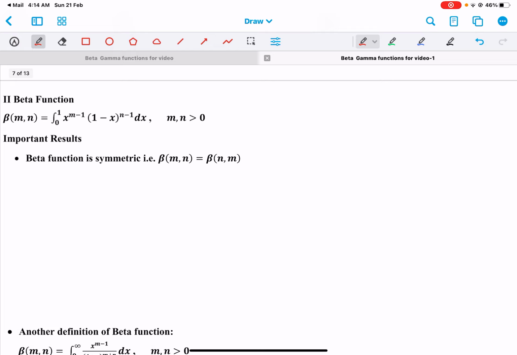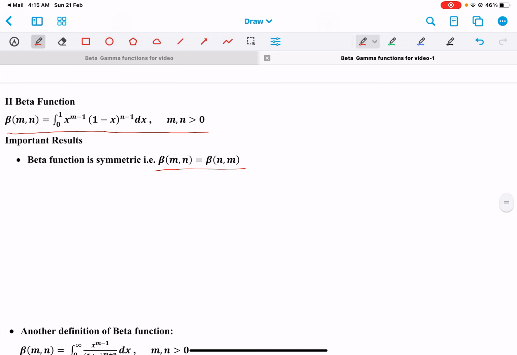So now I come to beta function. So beta mn is defined by this expression. As I already mentioned, these m, n are taken as positive. So beta mn is defined by integral 0 to 1 x to the power m minus 1 into 1 minus x to the power n minus 1 dx for m, n greater than 0. So first result is that beta function is symmetric. That is, beta mn is same as beta nm.